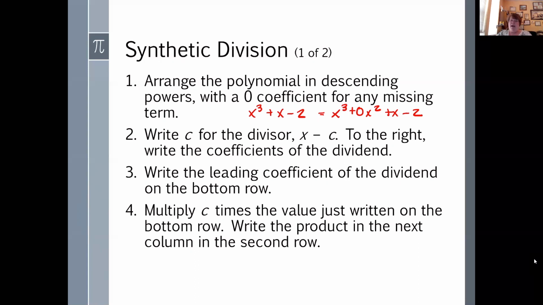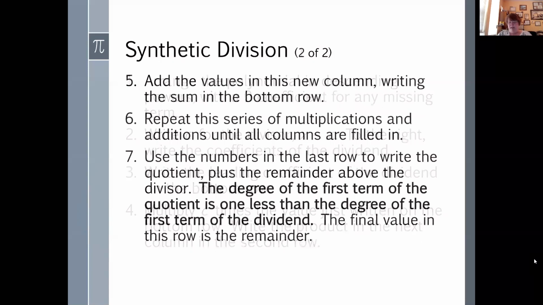Now you're going to write the leading coefficient of the dividend on the bottom row. So you're going to bring the first coefficient of your dividend straight down to your third row. You're going to multiply your divisor c by that value you just wrote down. You're going to write that in the second column, and you're going to add those together. And you keep repeating this process until all the multiplications are done and all the additions are done in all the columns.